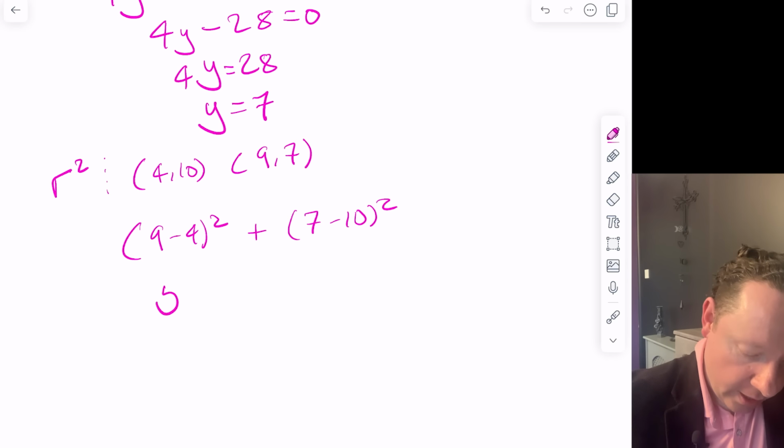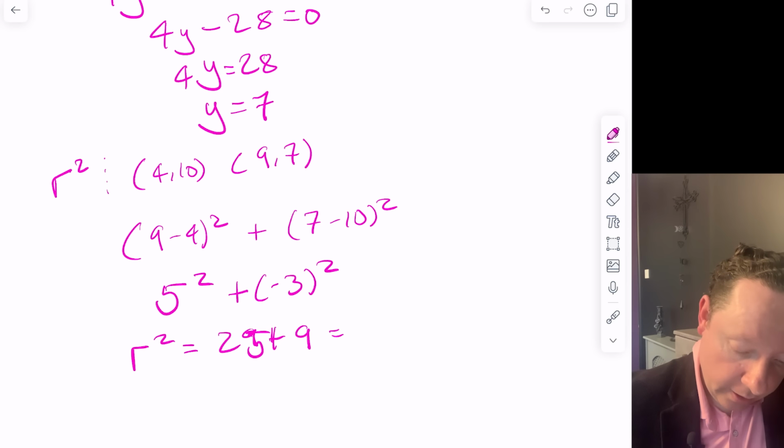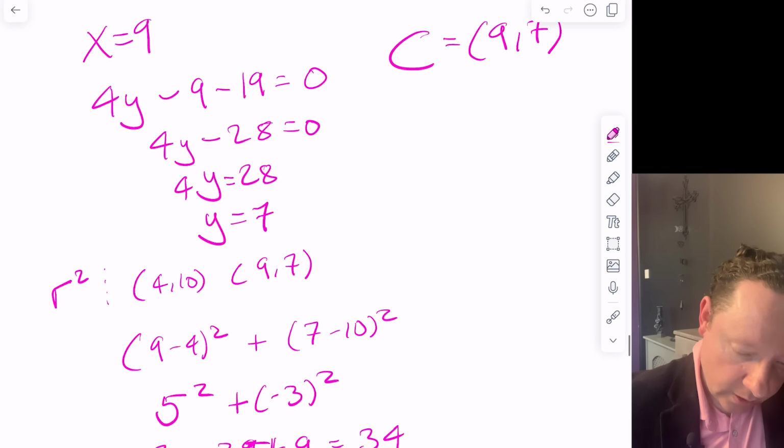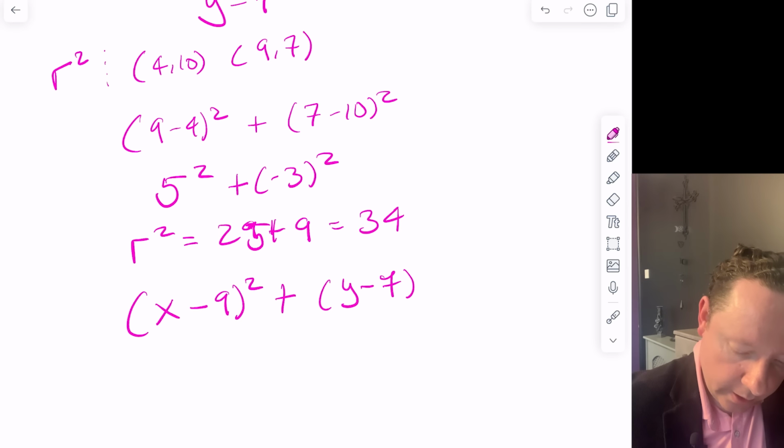9 minus 4 is 5 squared. 7 minus 10 is minus 3 squared. So r squared is 25 plus 9, which is 34. So that means now we've got our radius squared and our centre was (9, 7). So the equation of the circle is (x minus 9) squared plus (y minus 7) squared equals 34.